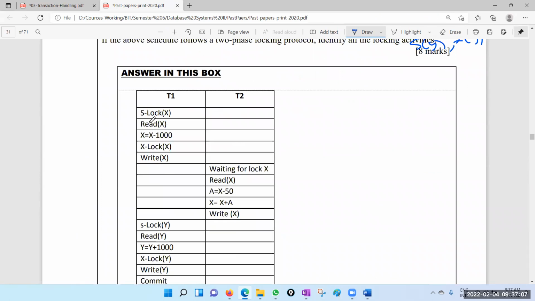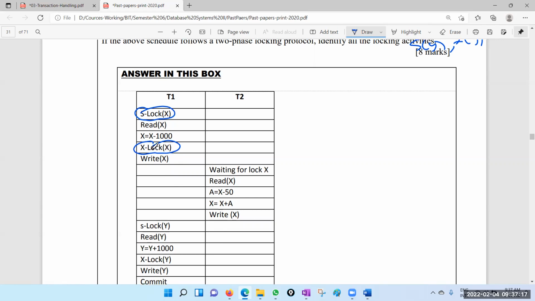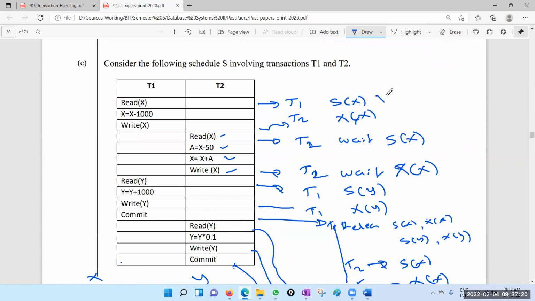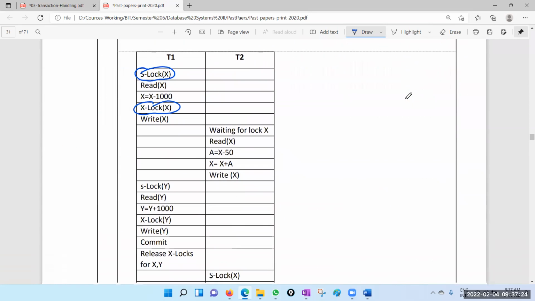Right. So you can see that here the shared lock of X is acquired. Okay. Now before doing this, the exclusive lock is acquired. So that is what I mentioned here. Shared lock and exclusive lock is acquired. Now this is waiting for lock.